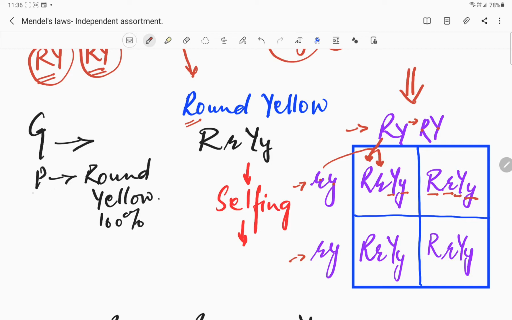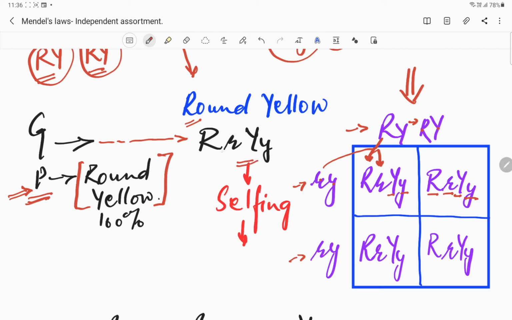The phenotypic outcome, the phenotype of the first generation, is all round yellow, 100% round yellow seeds. The wrinkled green are absolutely missing. And what is the genotype of all these seeds or the offsprings? It is a heterozygous condition, capital R, small r, capital Y, small y. Now, the result is basically the same as that of a monohybrid cross. Now, Mendel again did not stop here, and he selfed the first generation offspring.